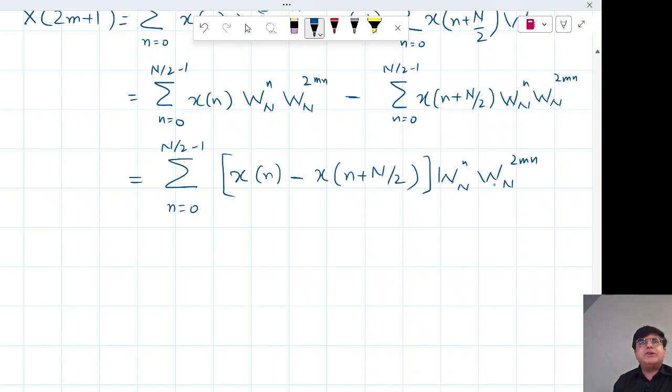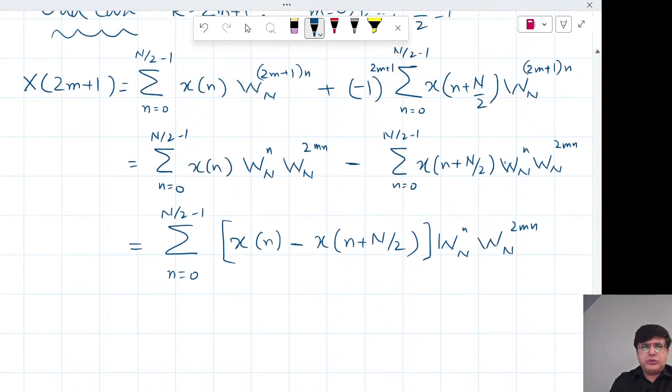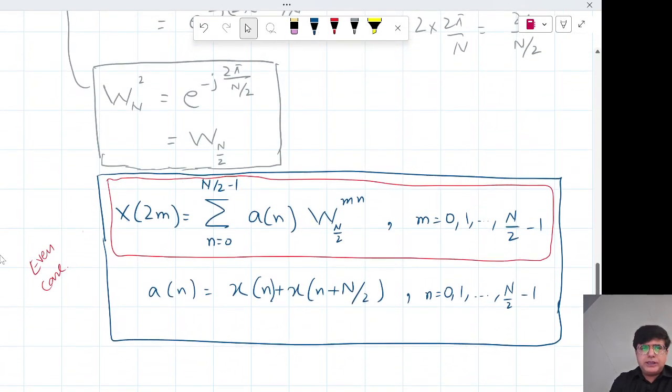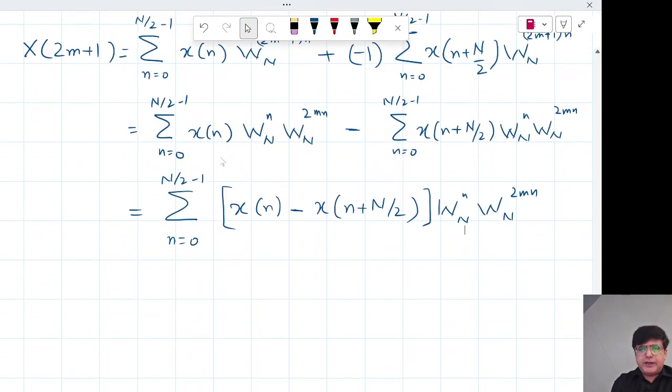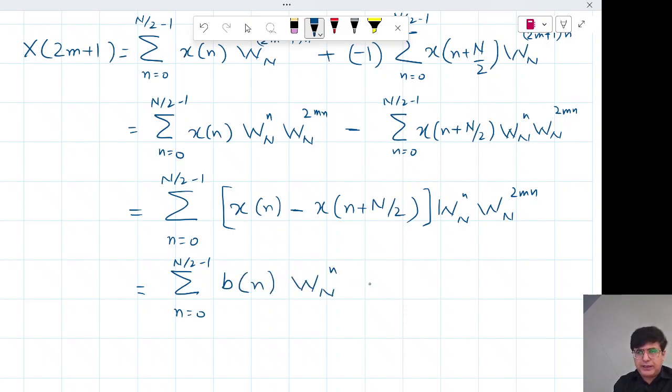Now, we already established earlier that w subscript N to the power 2 is just w subscript N over 2. So that is what I will write over here. I can just write this as n going from 0 till N/2 minus 1. And in place of this thing, x of n minus x of n plus big N over 2, I'll just write b of n. Then I have w subscript N to the power n, and then w subscript N/2 to the power mn.